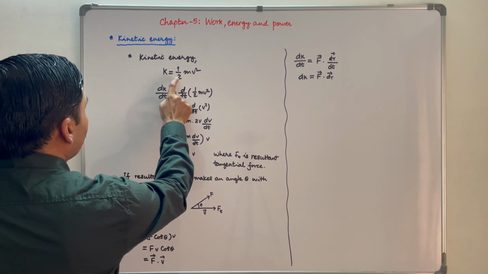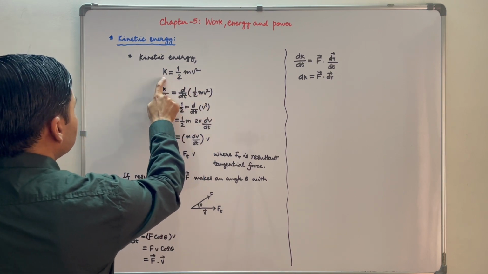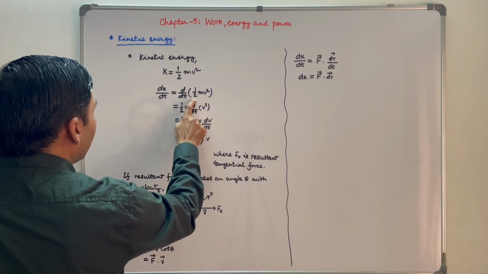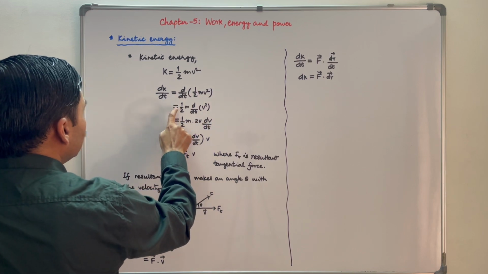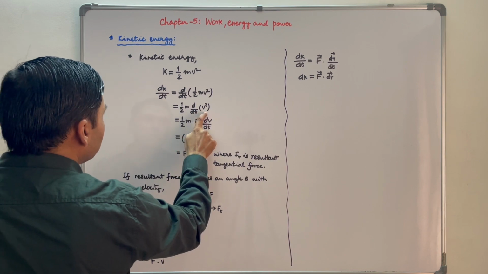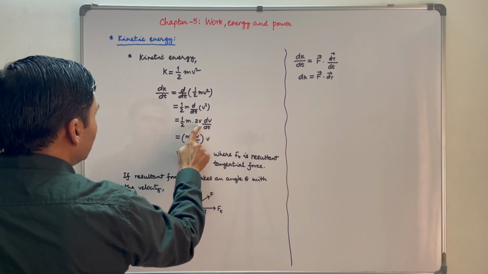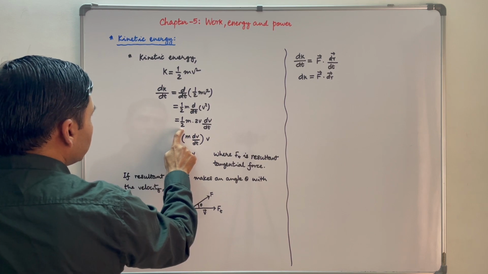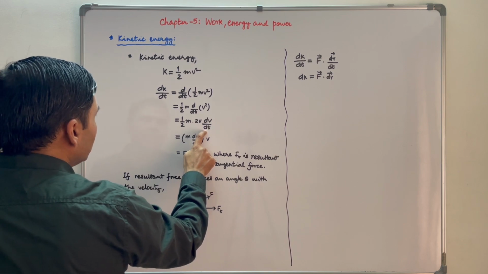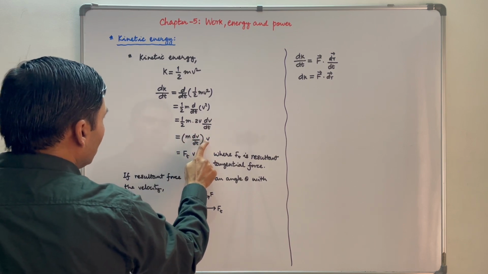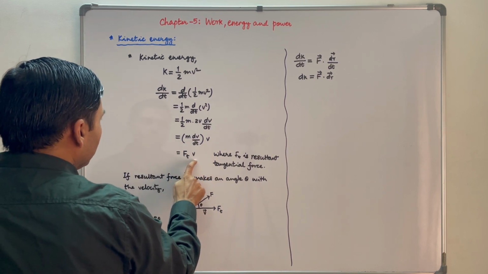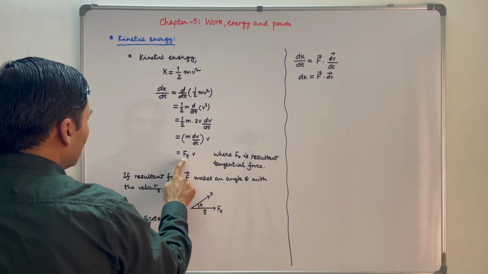Kinetic energy K = 1/2 mv². If we differentiate K with respect to time, we get dK/dt = d/dt of 1/2 mv². Half m is constant, so it can be taken out. So the right hand side will be 1/2 m d/dt of v². d/dt of v² is equal to 2v dv/dt. 2 gets cancelled. So the right hand side will be mv dv/dt. dv/dt is acceleration a. So it will be mass into acceleration into velocity. Mass into acceleration is force. So it will be Ft into v, where Ft is the resultant tangential force.